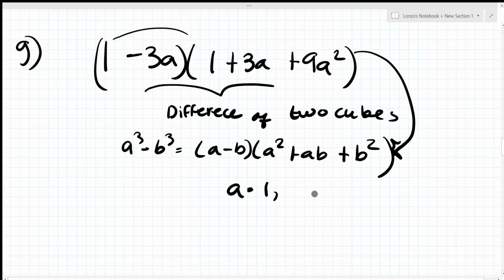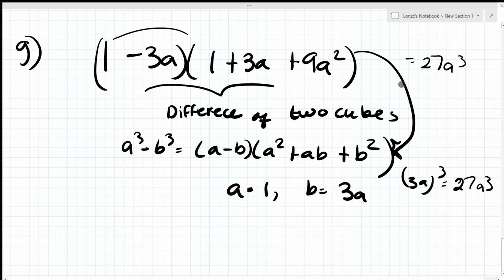Now my b is not 3a squared, and this is where you have to think: my b is 3a, because when you multiply out, 9a squared times 3a, you're going to get 27a cubed. So it's like saying b cubed. If we use b as 3a and cube that, that gives me 27a cubed. That's why I said that my b is 3a.